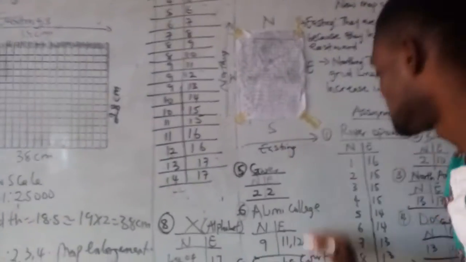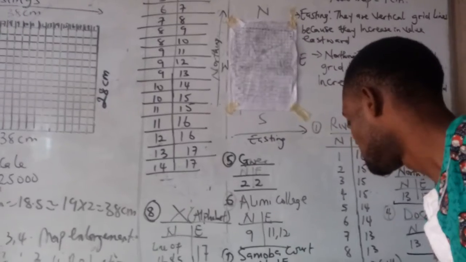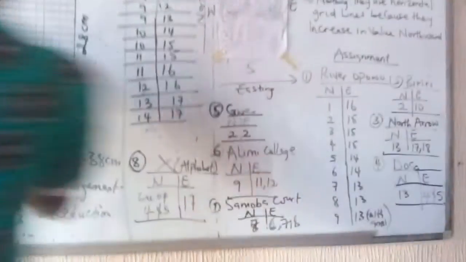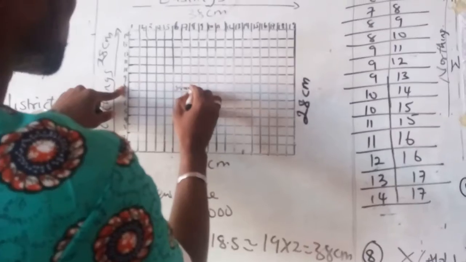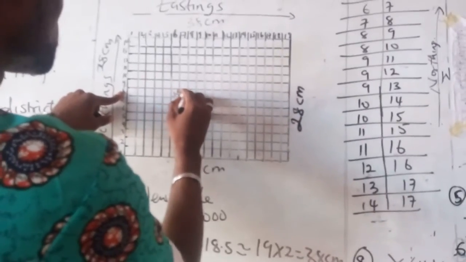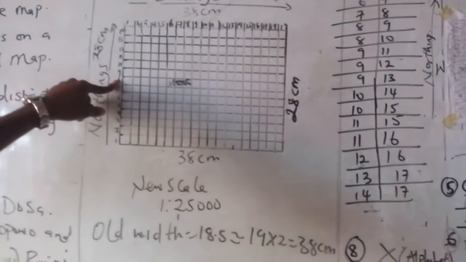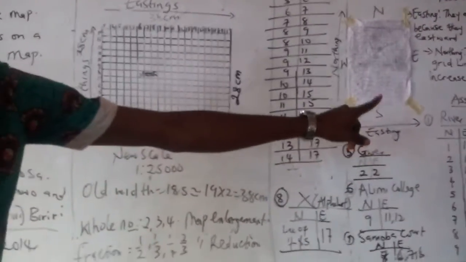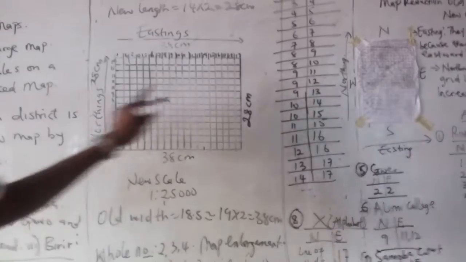Why eastern is 6, 7, and 8. So you now say 8 here, 6. This is Samoba Court. So with other numbers I've given you on the board, you can also transfer all these things here.